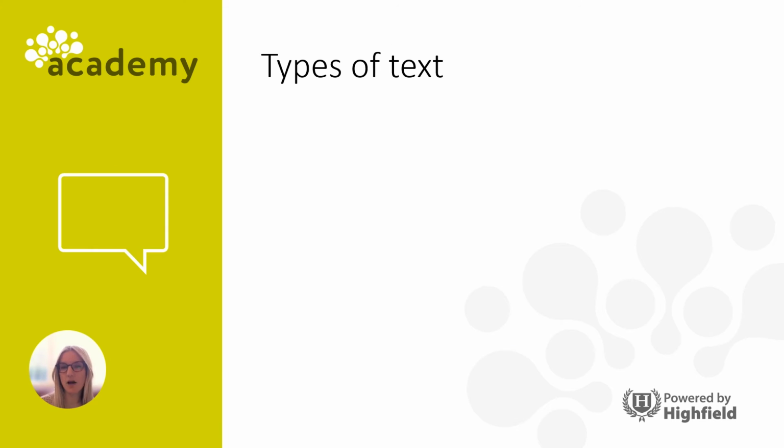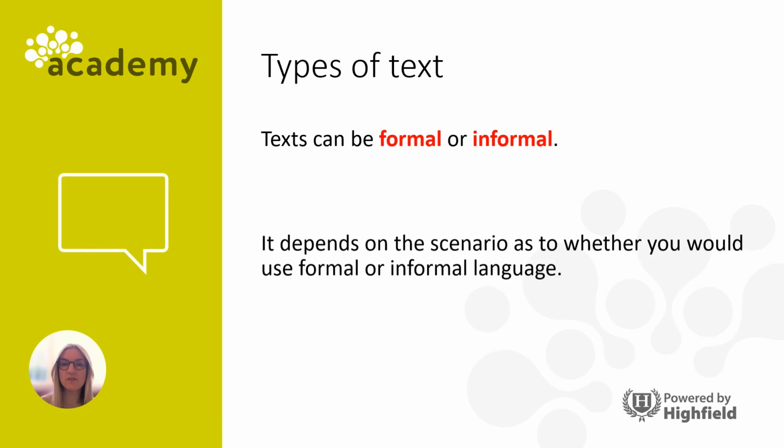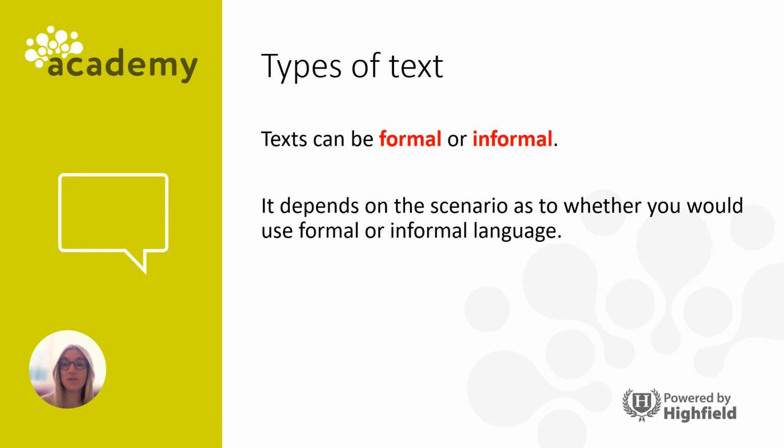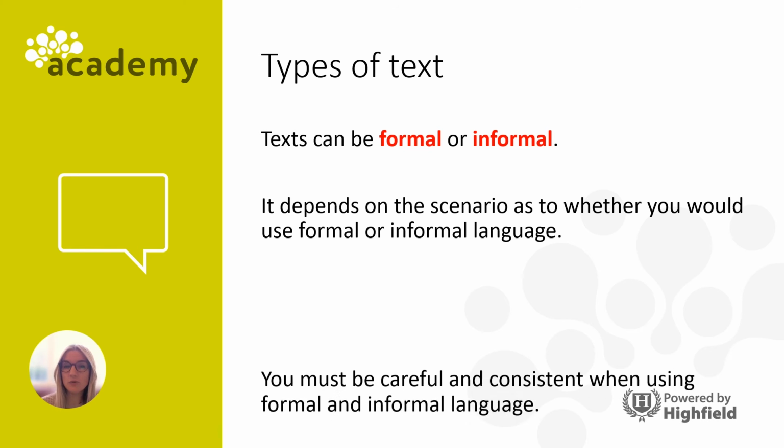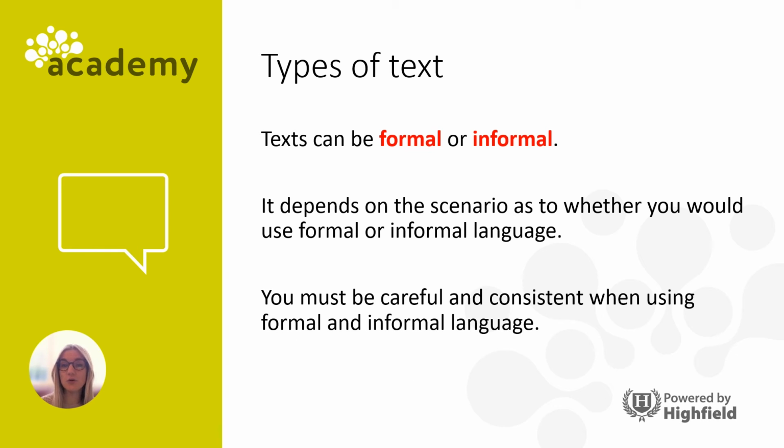So when we think about types of text then, we can say that a text is formal or informal. Now it does depend on the scenario and the audience as to whether you would use formal or informal language. You must be careful when using either formal or informal language, as it must be consistent throughout. You'll notice in your reading exam that the texts do not switch from formal to informal. They remain the same throughout. So let's look at formal and informal language in a bit more detail.